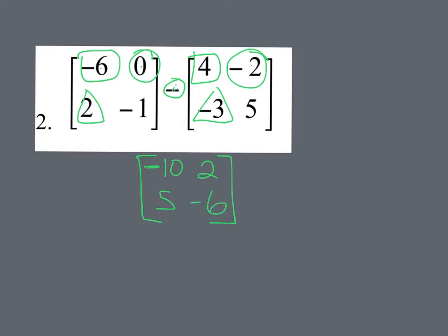Now, what you could do here is change it to a plus sign. And when you do that, you're just going to change the signs on the second matrix. So then it's -6 plus -4, -10. 0 plus 2, 2 plus 3 is 5. -1 plus -5, it's -6. So you could certainly just change the sign on that second matrix.